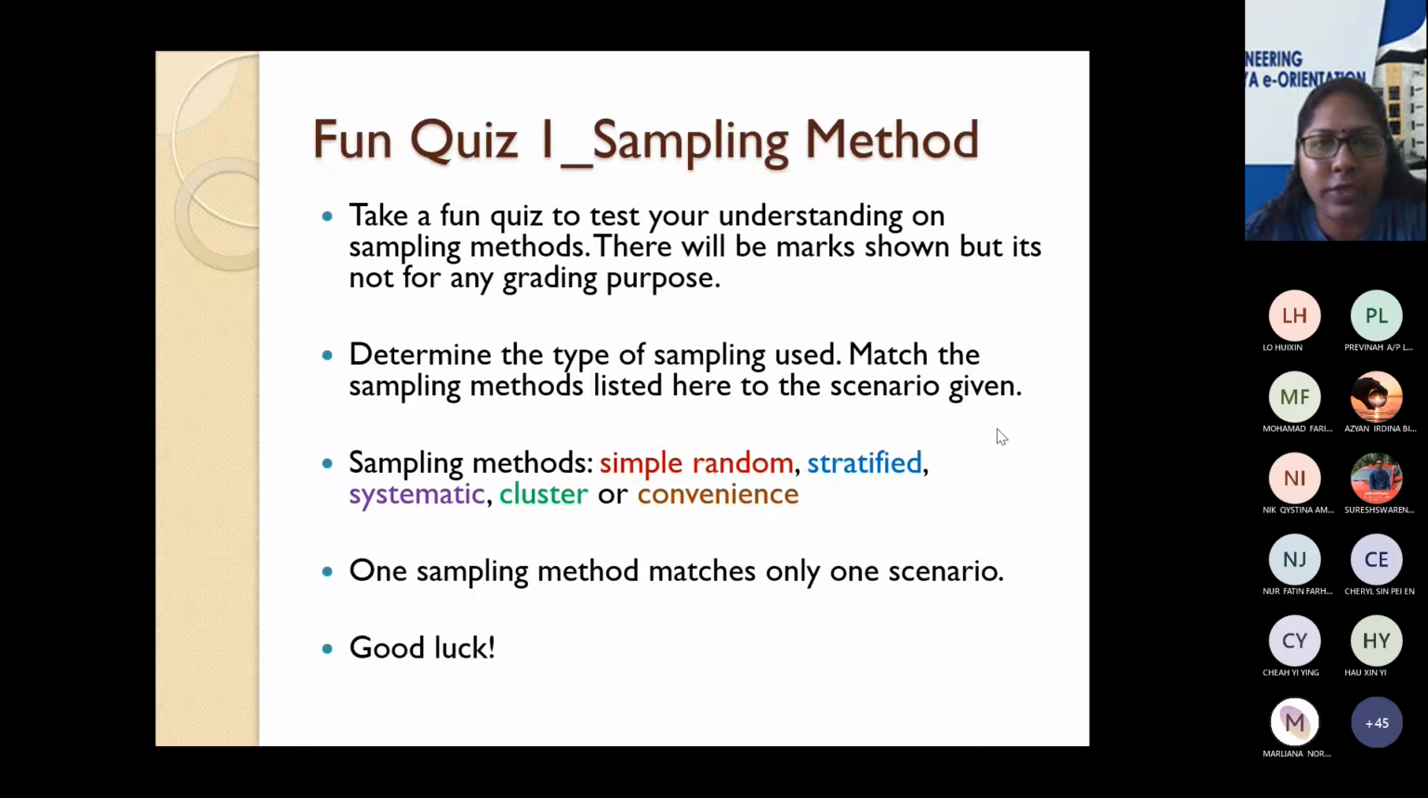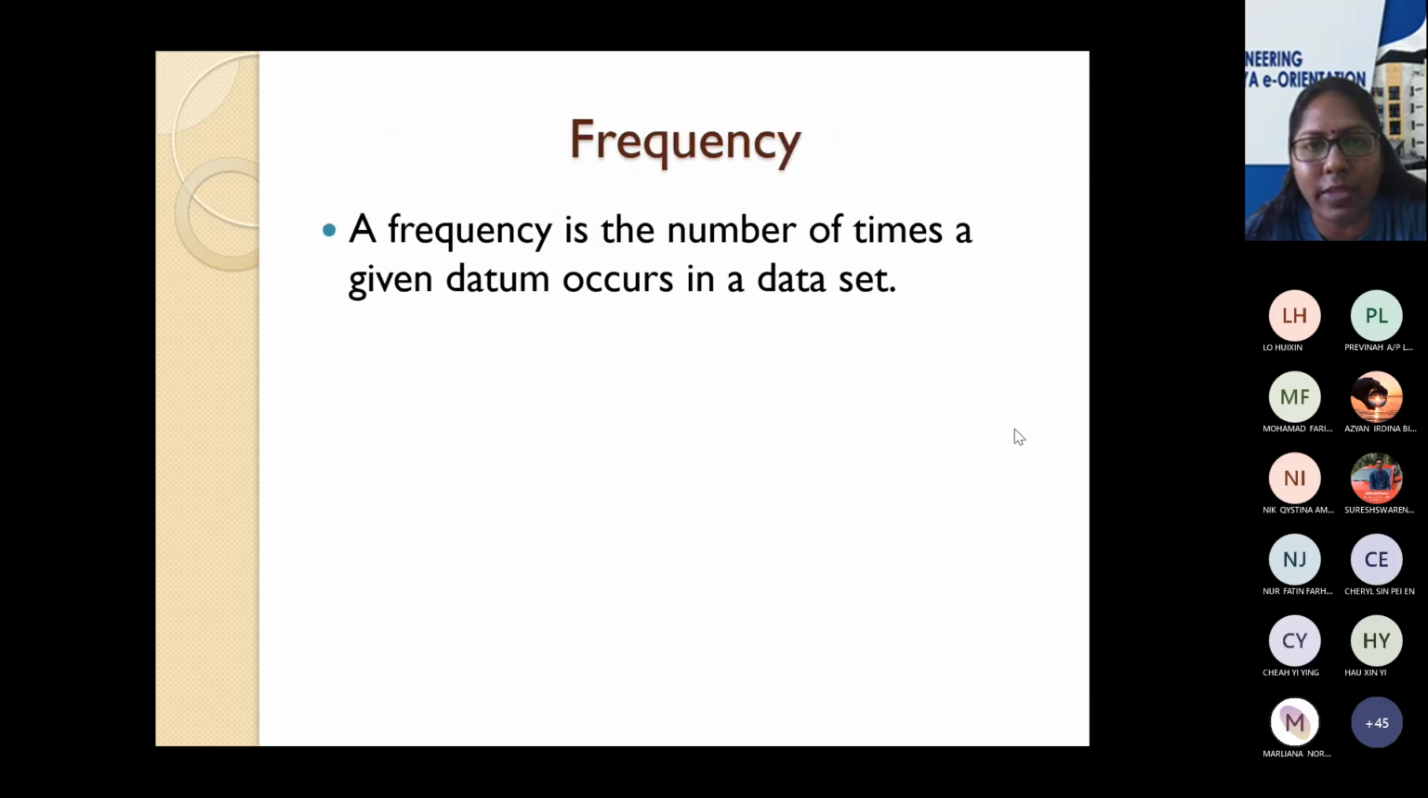So I believe you went through this quiz, and each question is only for one sampling method for one sentence. So if you keep trying, then you will definitely get your answer. You can keep trying, so no worries. And I think most of you got the answers.